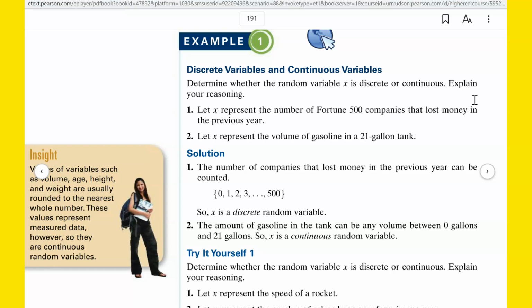Okay, because it's either 1,000,000,005 or 1,000,006,000,000. I know it's more than that, but you get my point. How about the length of a blade of grass? That's continuous because it could be anything from 0 to whatever, 0 to 7 inches or whatever.